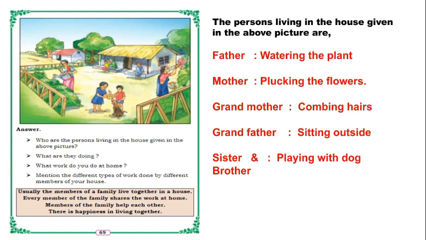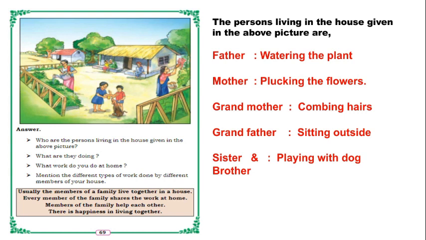So this is a very happy family, because every member of the family can share the work at home. You can see in the picture, they are all doing different types of work. They are sharing their work, isn't it? Yes, members of the family can help each other. If you live together, it means you can help each other.